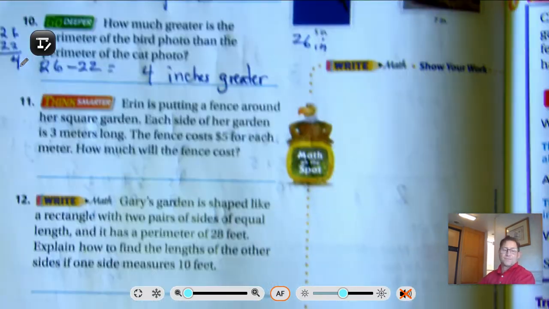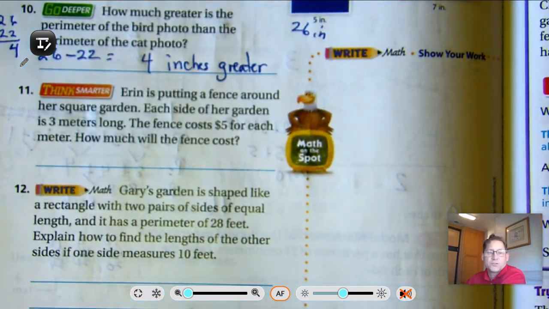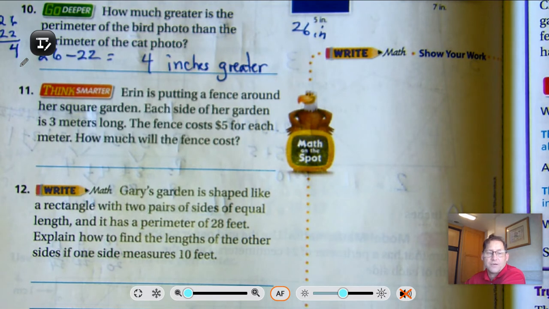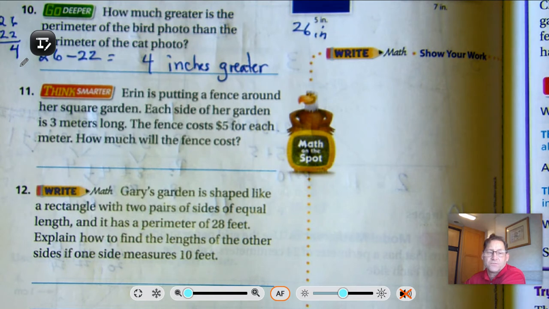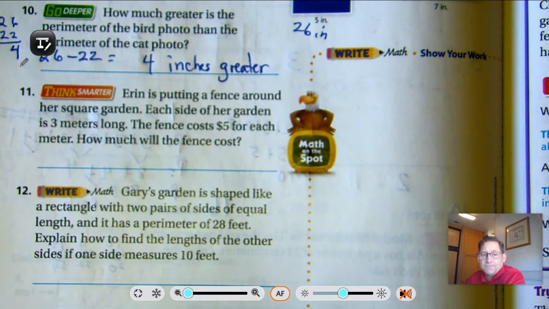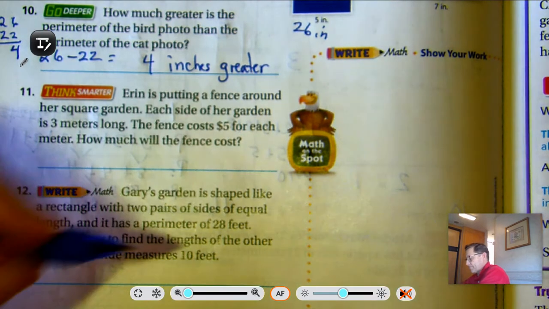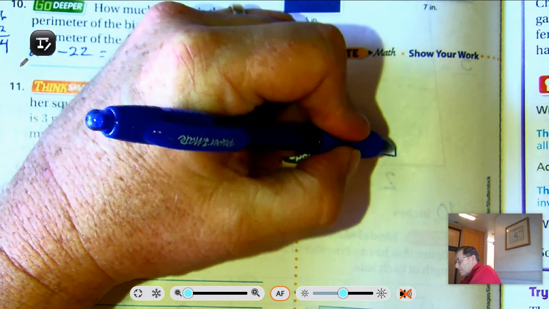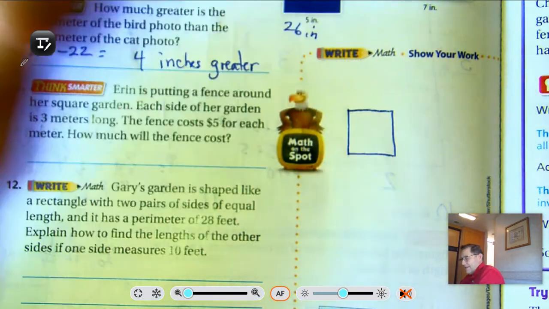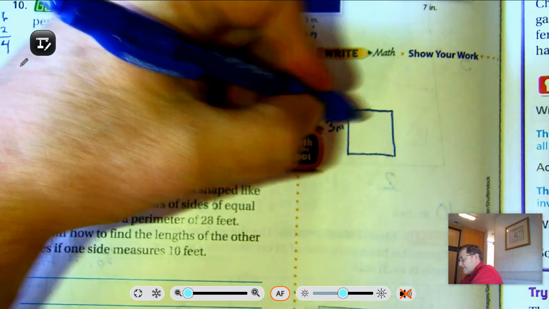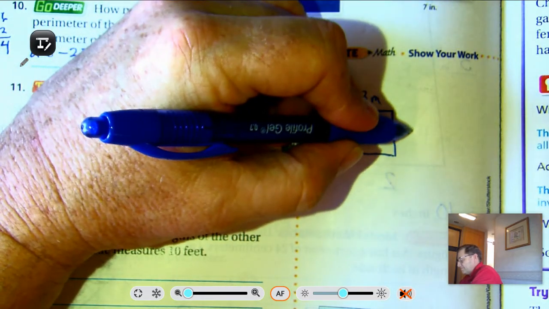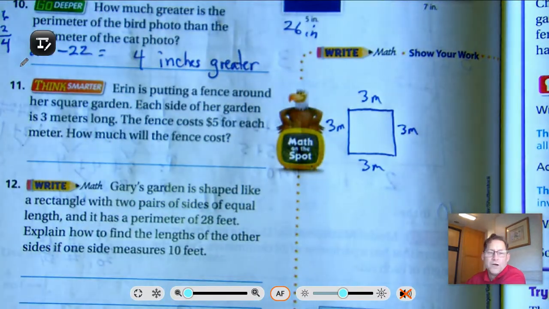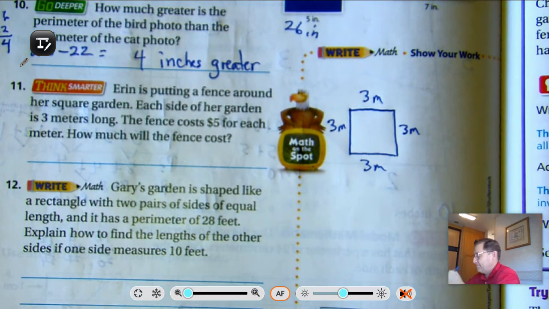Number 11. Erin is putting a fence around her square garden. Each side of her garden is 3 meters long. The fence costs $5 for each meter. How much will the fence cost? So draw a square on your paper to represent the garden. Okay. And each side is 3 meters. Okay, so what is the perimeter of her garden?